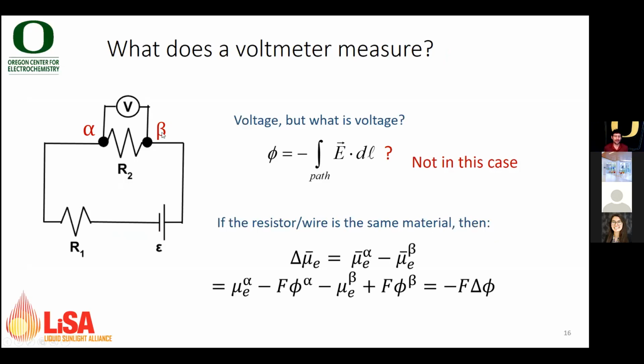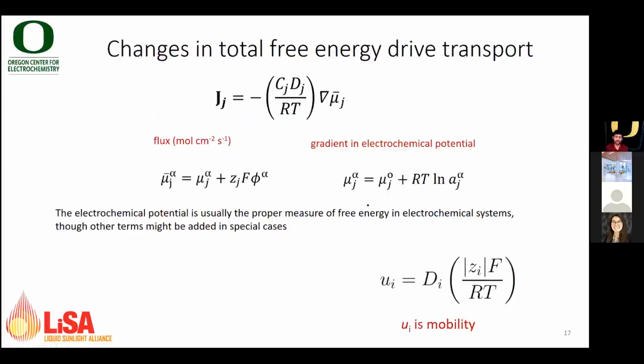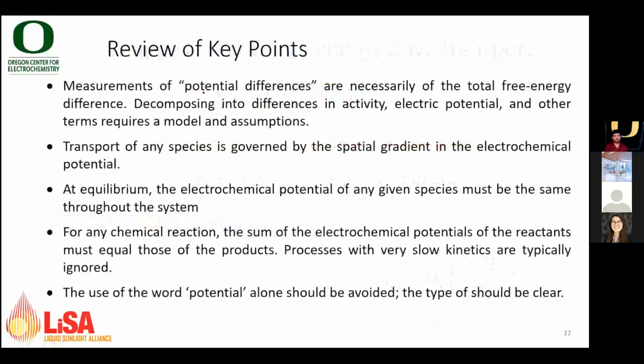Okay. So we talked about some of the tricky concepts in electrochemistry that just happen to confuse everyone, like why you don't actually measure electrostatic potential, usually with a voltmeter. You measure differences in electrochemical potential. The driving forces in electrochemical systems are gradients in electrochemical potential. They're not gradients in concentration alone. They're not gradients in electrostatic potential alone. It's the combination of the two, typically for charged species in electrochemical cells. Measurements of potential differences, right? They're total free energy differences. If we want to decompose them into differences in activity and electric potential, that requires a model and assumptions.